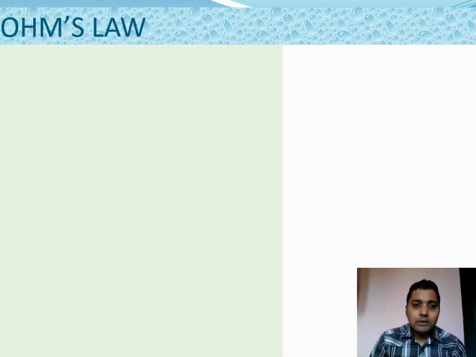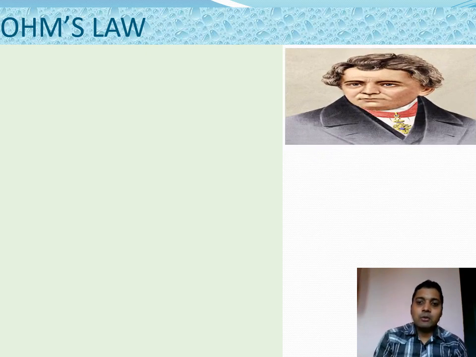So one term we got is current, one is potential difference, and the third one is resistance. The relationship between current, potential difference, and resistance was first given by the scientist George Simon Ohm. George Simon Ohm found a relationship between potential difference and current.